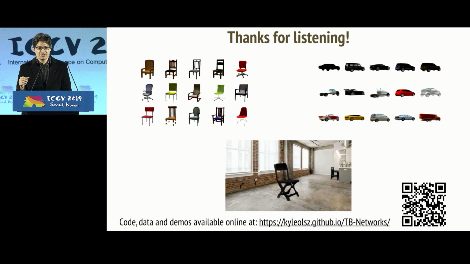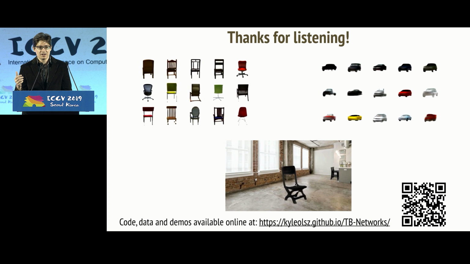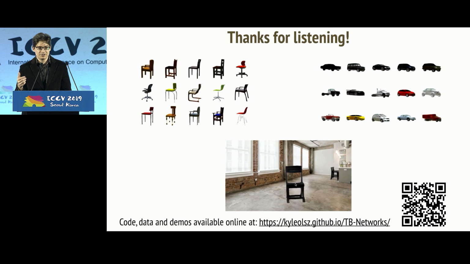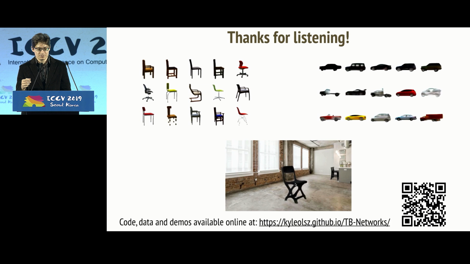So in conclusion, TBNs represent a very powerful and flexible approach to extract 3D information from 2D images, and then perform a wide variety of flexible and creative manipulations to the image content. We encourage you to check out our project website, where you'll find the code, data, and further demonstrations of the overall power of transformable bottleneck networks, or TBNs, as well as a paper where we go into more detail about our approach and the implementation.